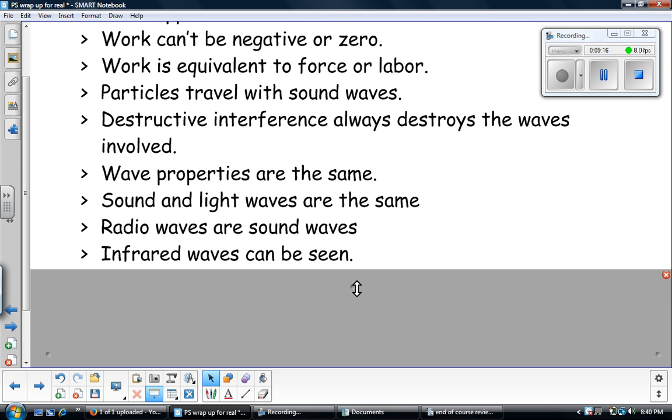And the last one, infrared waves can be seen. No, they can't. You can feel them, but you can't see them. They are too long for the human eye to see. You also cannot see ultraviolet waves. You can't feel them either, but they will give you a tan.